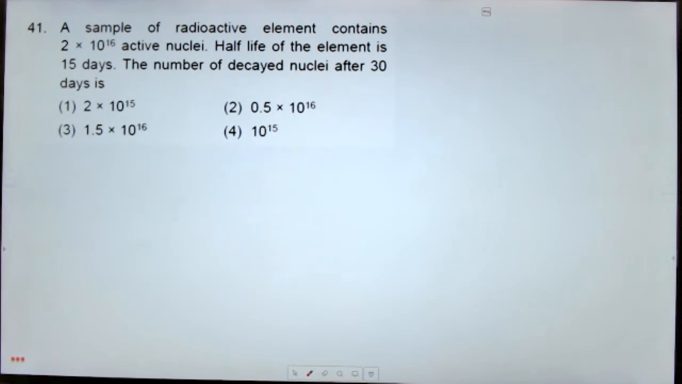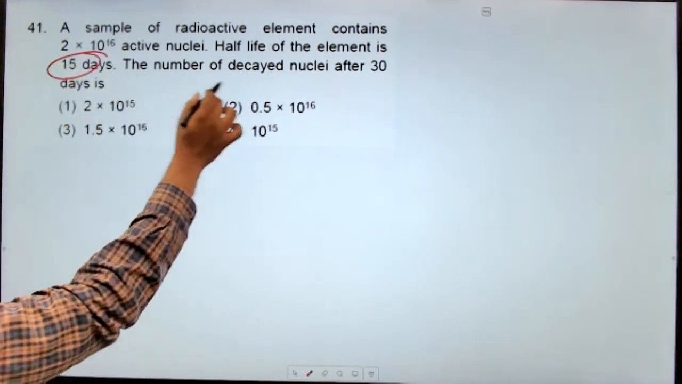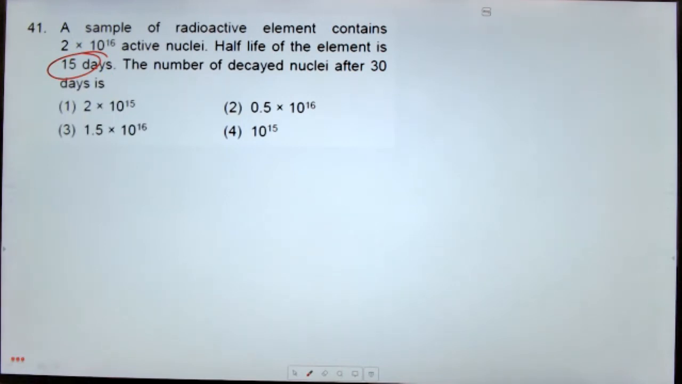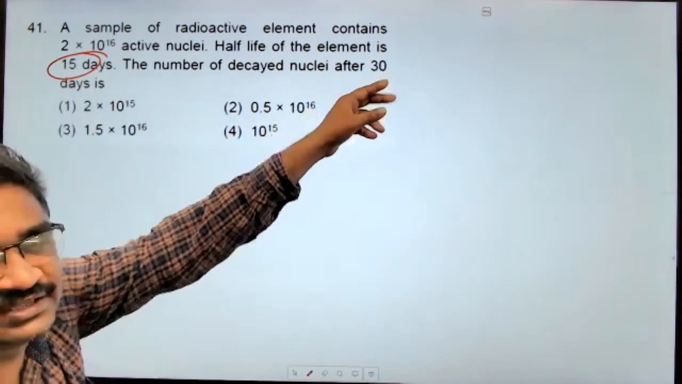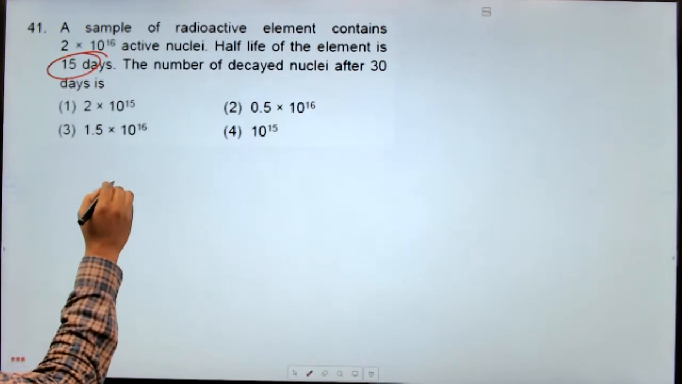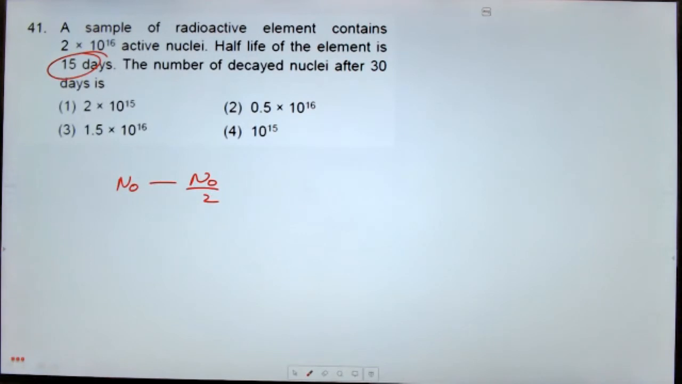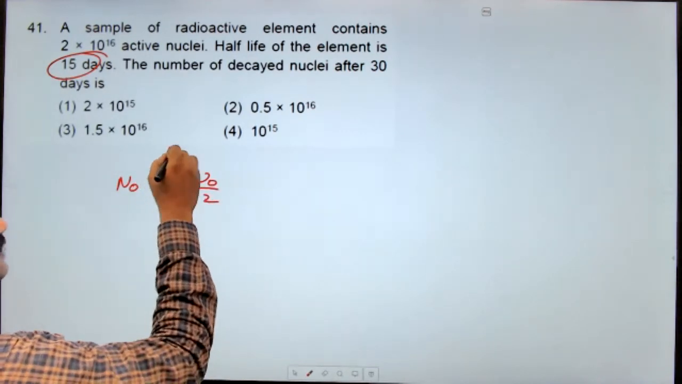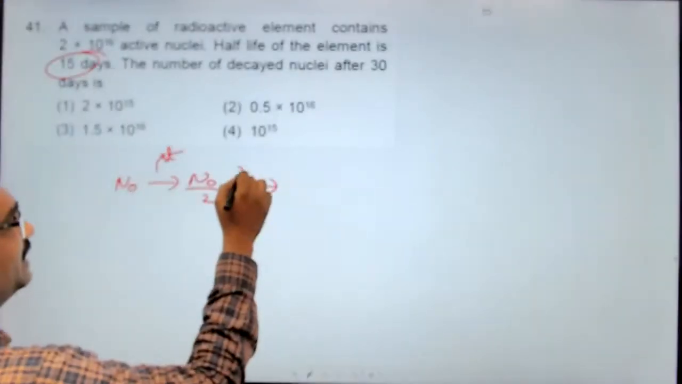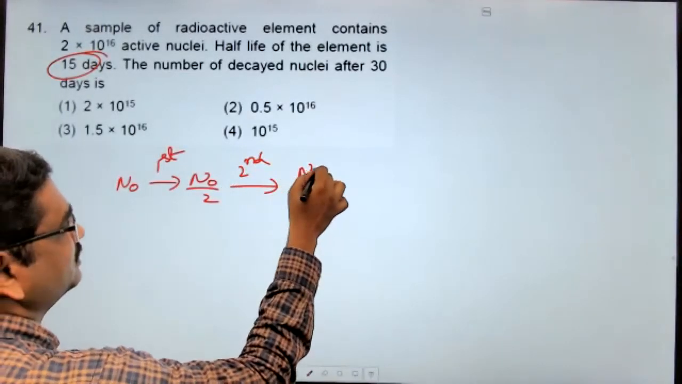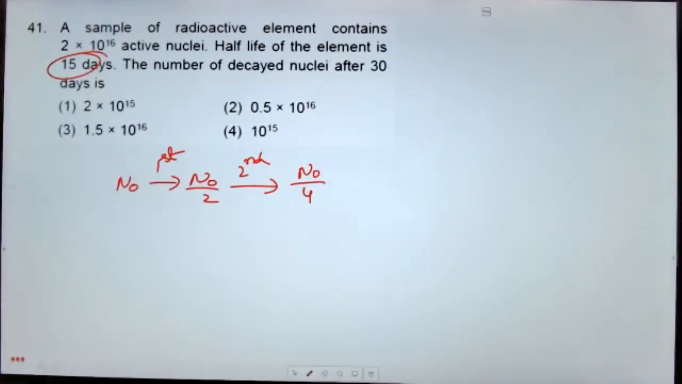Next, a sample of radioactive element contains 2 into 10 power 16 active nuclei. Half-life of the element is 15 days. Then the number of decayed nuclei after 30 days? Half-life is 15, so 30 days means 2 half-lives. After the first half-life, N naught by 2. After the second half-life, N naught by 4.